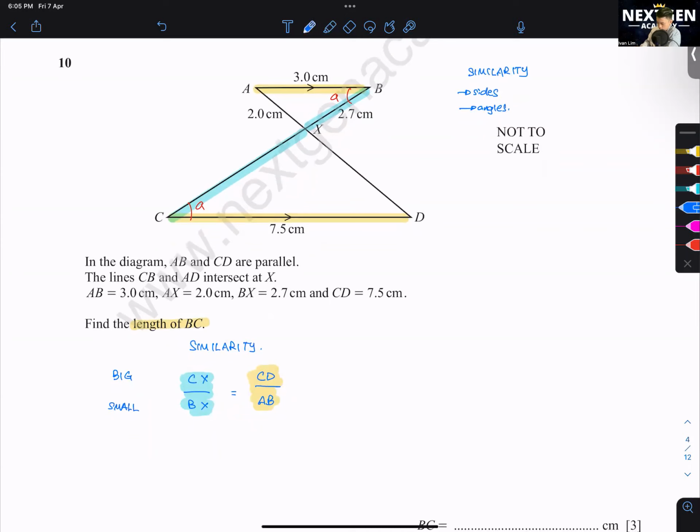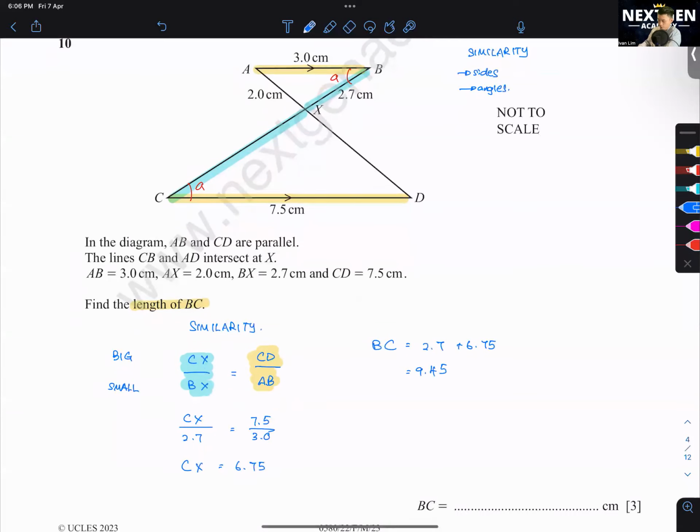Okay, we want to find what is CX first. So CX over BX, which is 2.7, equals 7.5 divided by 3.0. CX is equal to 7.5 over 3 times 2.7. This is 6.75. Therefore, BC will be equal to 2.7 plus 6.75, which is equal to 9.45 cm.